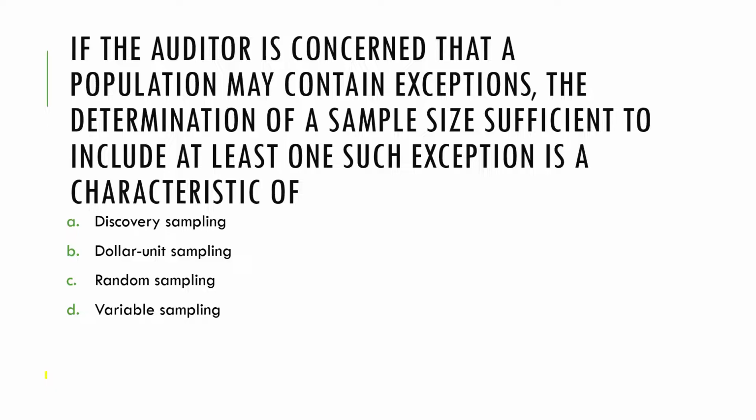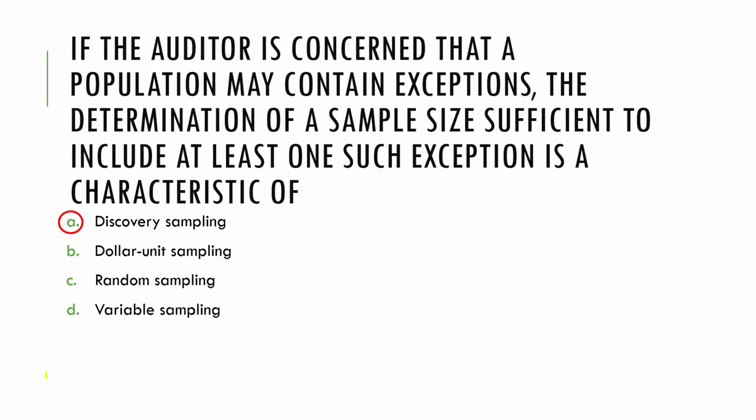Next, if the auditor is concerned that a population may contain exceptions, the determination of a sample size sufficient to include at least one such exception, do you remember this one? That all you need is to see even just one deviation, and you could already judge the entire population as unreliable. This is, of course, discovery sampling, which we use sparingly, okay, only when there are instances or suspicions of fraud.